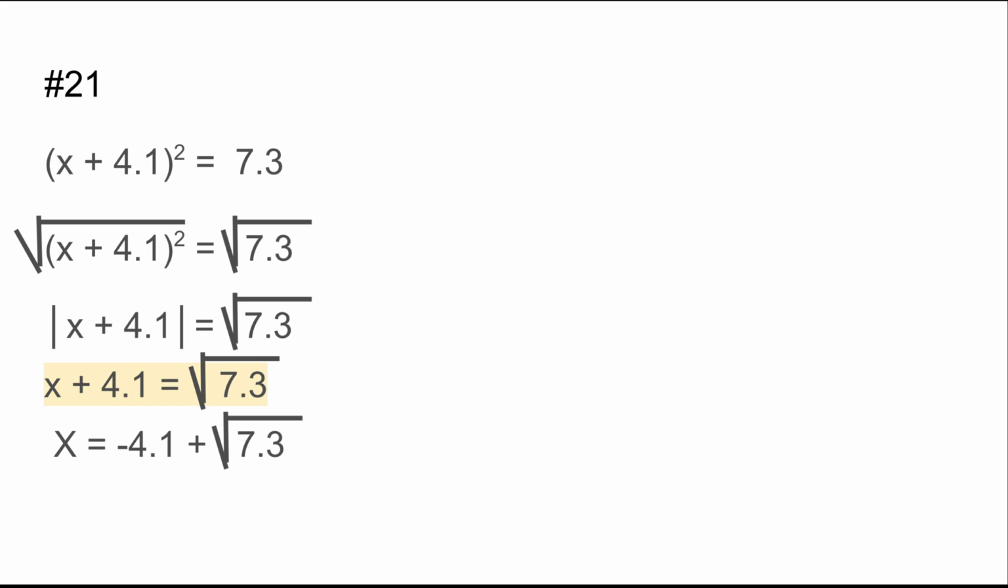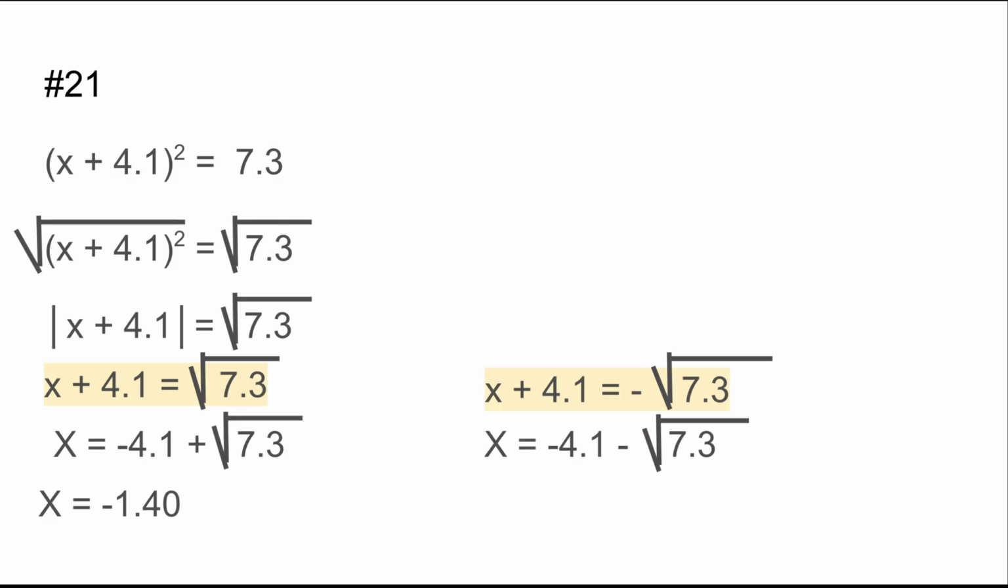Subtract 4.1, and in our calculator we will type negative 4.1 plus square root of 7.3 equals negative 1.4. Do the same thing, except equaling negative square root of 7.3. Subtract 4.1. In your calculator, write negative 4.1 minus square root of 7.3 equals negative 6.8. These are your two solutions.